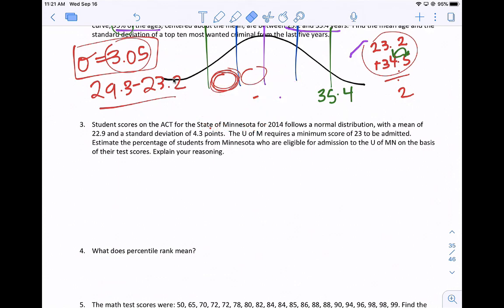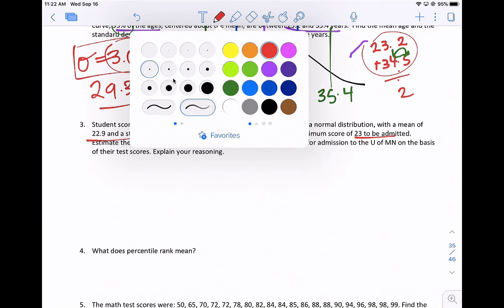Student scores on the ACT for the state of Minnesota for 2014 follow a normal distribution with a mean of 22.9 and a standard deviation of 4.3. The U of M requires a minimum score of 23 to be admitted. Estimate the percentage of students from Minnesota who are eligible for admission to the U of M on the basis of their test scores and explain their reasoning. Okay, so we can use our picture to explain our reasoning.